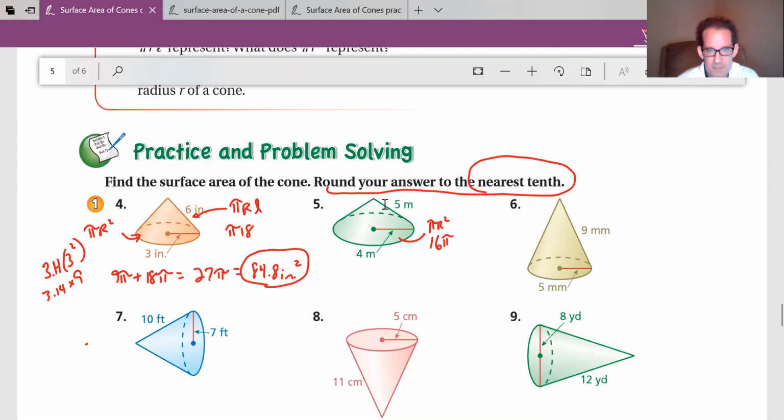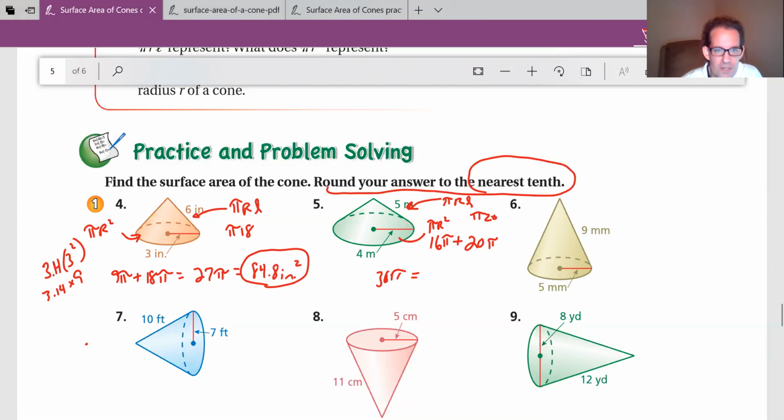And I'm going to add that to my lateral surface, which is pi times the radius times the lateral height. So that's 4 times 5 is 20. That's pi times 20. So I'm just going to add these. 16 pi plus 20 pi equals 36 times pi. Let's find out what 36 pi is.